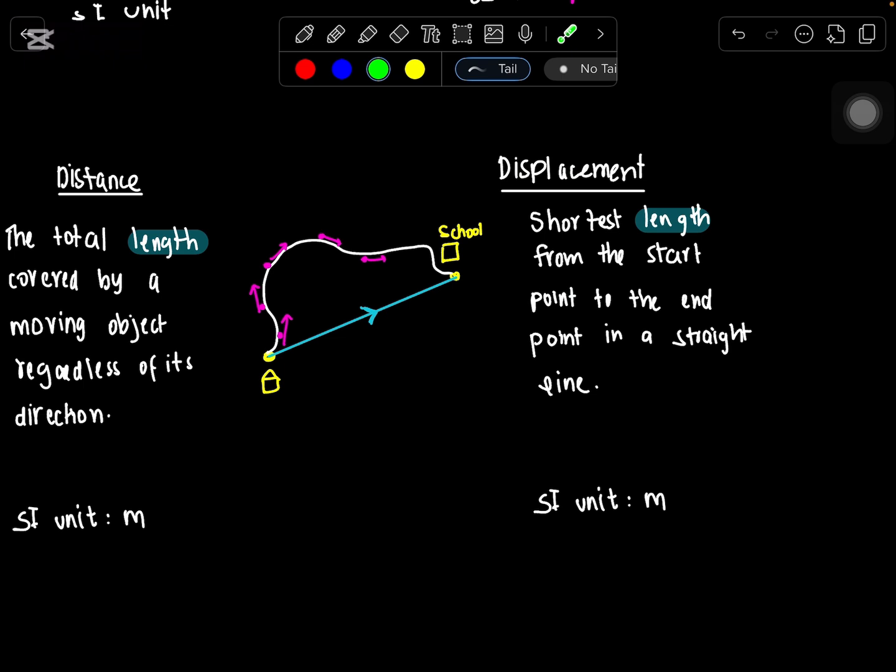That means that your curvy path, the length of your distance, is greater than your displacement. Okay, so since it's not a straight line, this one is definitely more than the blue line. Okay, so I'll just write this point here, that distance is always greater than displacement.